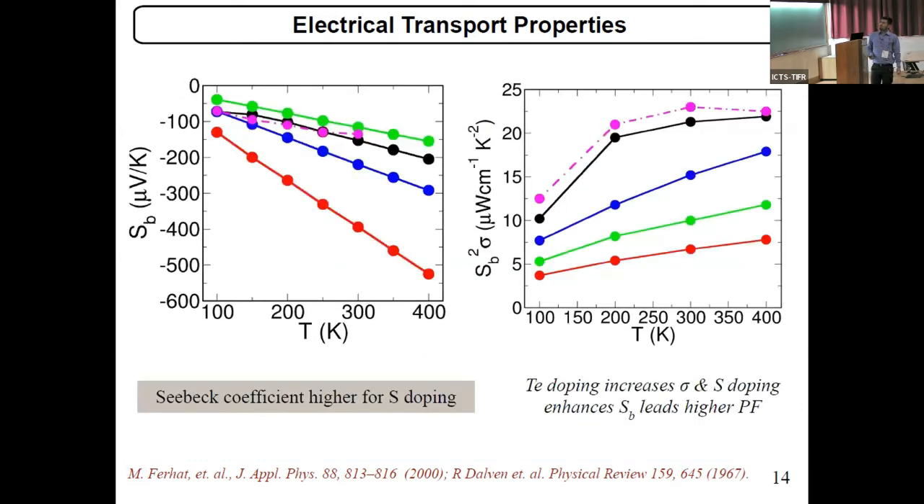So here I have shown the Seebeck coefficient as a function of temperature. The Seebeck coefficient for sulfur-doped is very high. For tellurium-doped, this is the blue one. Tellurium doping increases the electrical conductivity, and sulfur doping enhances the Seebeck coefficient, and it leads to the higher power factor for this co-doped case.